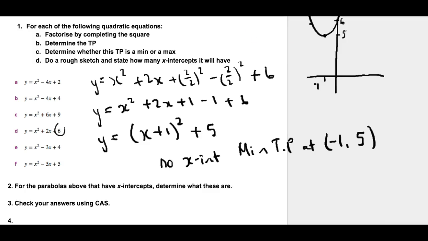I know from what I've written here in turning point form that it doesn't have any x-intercepts. And they're the key features you need to realize about your parabolas, because in turning point form, it's good. You can see what is actually happening with your quadratic or your parabola, but when it's in expanded form or even factorized form, it's a little bit harder.